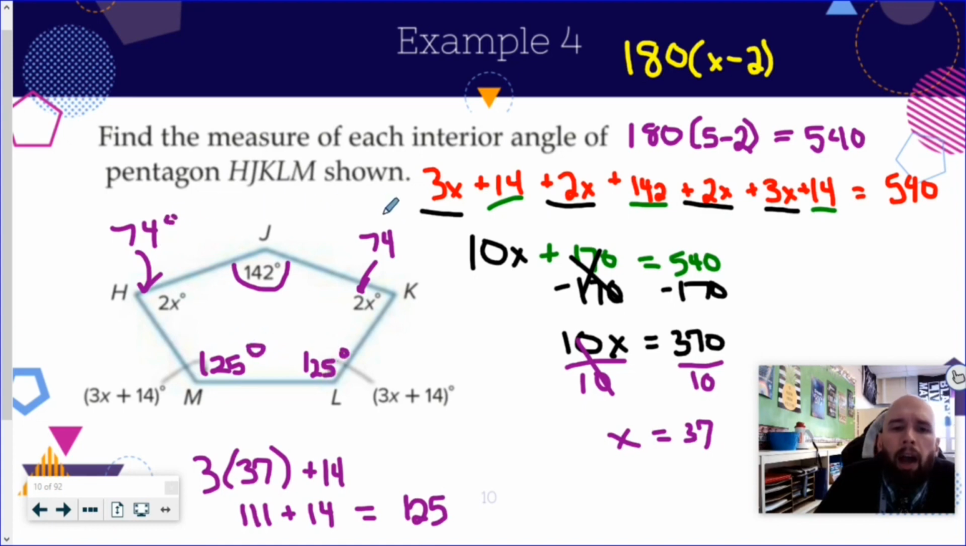Now, if I add all of these up, I should get 540. So let's double check. 125 plus 125 plus 74 plus 74 plus 142.